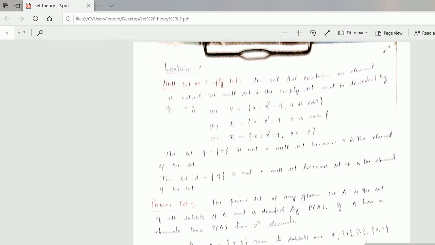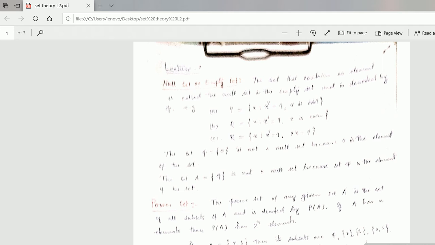So what is a null set? The set that contains no element is called the null set or empty set and is denoted by phi. For example, P is equal to {x such that x squared is equal to 4, x is odd}. When x squared is equal to 4, the value of x is plus or minus 2, and it says that x is odd. That means this one is empty.